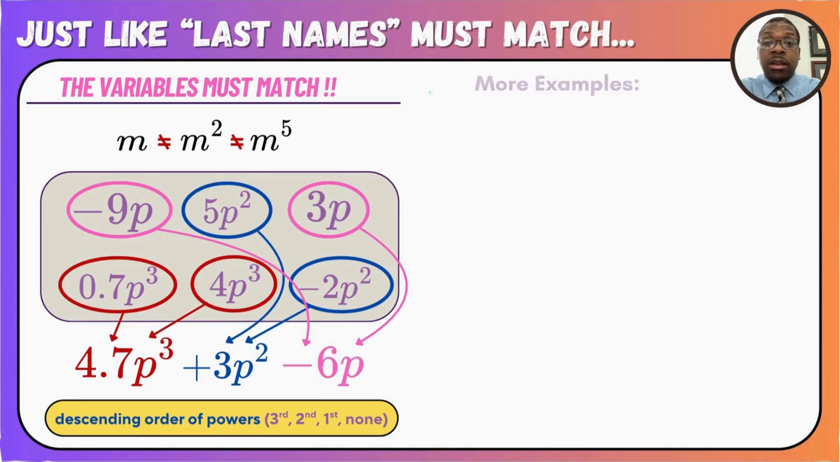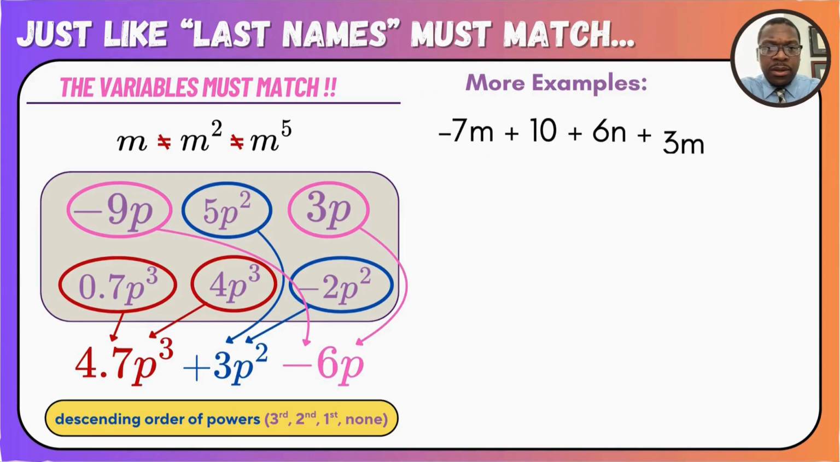Okay, let's take a look at a few more examples, and we're going to go a little bit faster this time around just to see if we can understand the concept quickly. All right, we're going to look at negative 7m plus 10 plus 6n plus 3m minus 1.